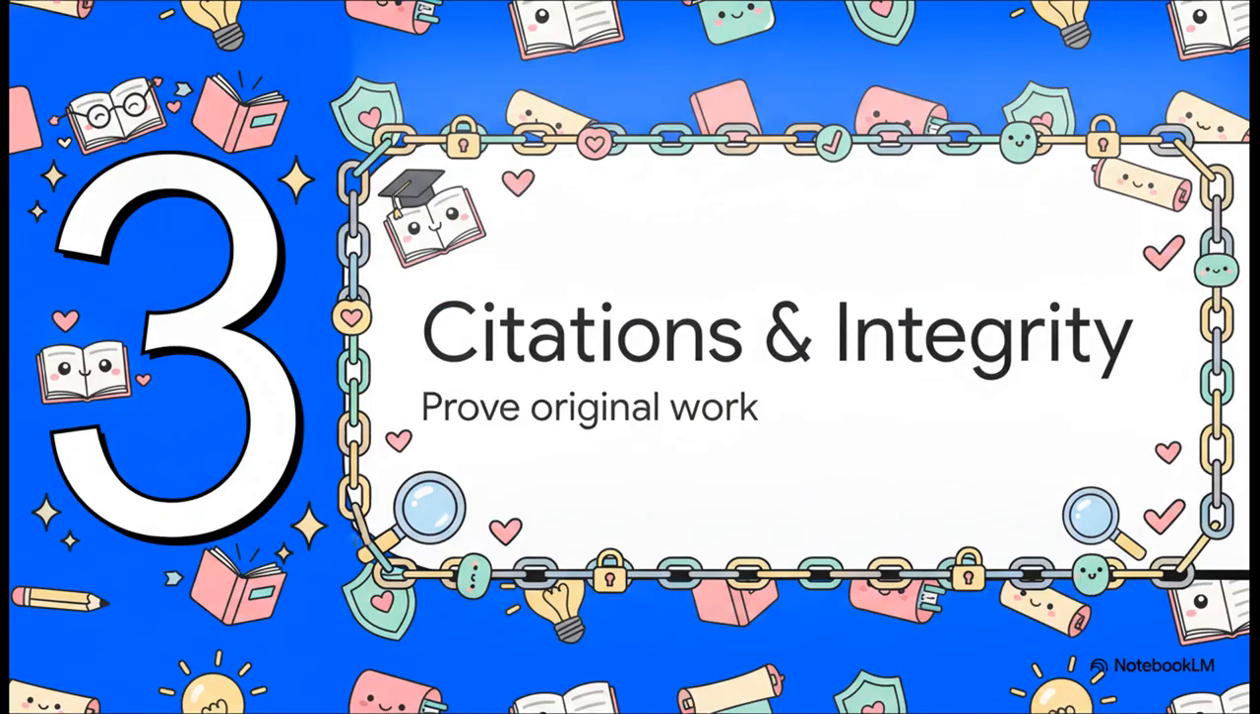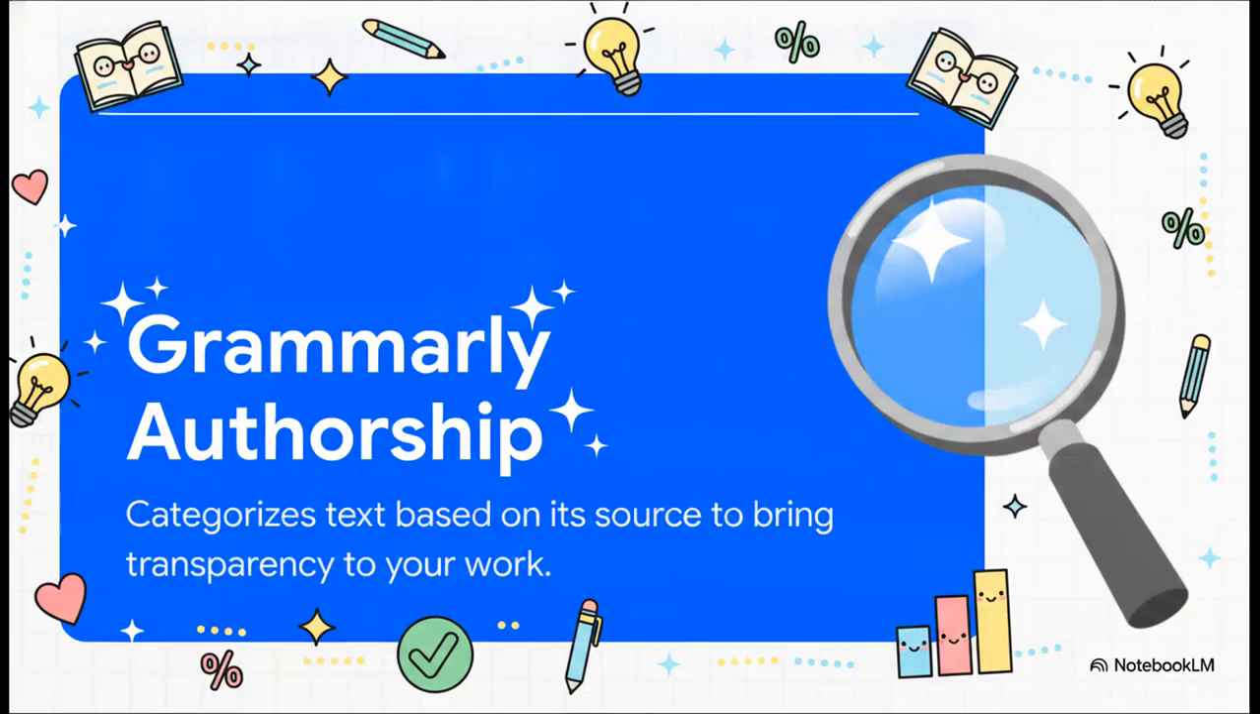Section 3, citations and academic integrity. Okay, so your ideas sound amazing, but proving your work is honest and original, that is absolutely critical. Grammarly authorship automatically tracks and categorizes exactly where your text came from behind the scenes, whether it was generative AI, an online database, or typed out by you. It brings total transparency so you can easily disclose your AI use and submit with total confidence.